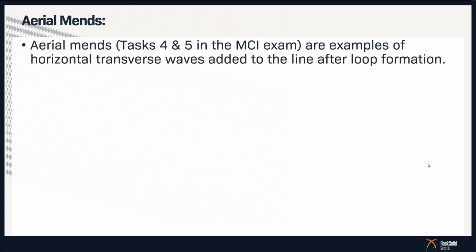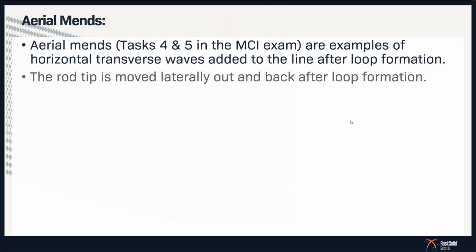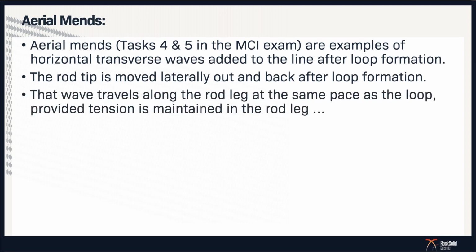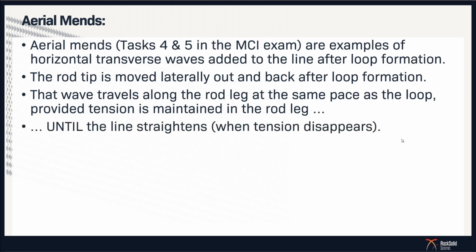So tasks 4 and 5 in the MCI exam are examples of horizontal transverse waves that we added to the rod leg after loop formation. These are just more waves that are in the fly line that we've added after we've formed the loop. The rod tip is moved laterally, left and right, after loop formation. The wave travels along the rod leg at the same pace as the loop, provided tension is maintained in the rod leg. So that's pretty important. When you make your loop, if you start making wiggles in the rod leg, they will travel at the same speed as the loop throughout that cast, until the line straightens.